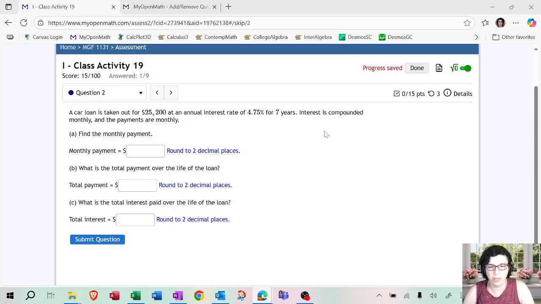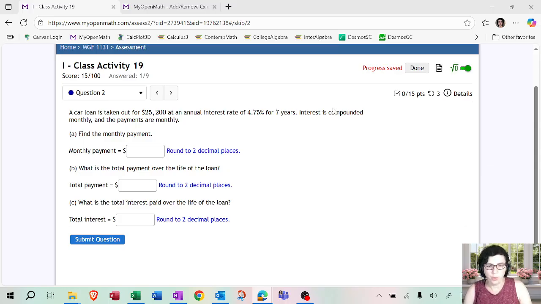So first of all, here we have a loan in the amount of $25,200 and the annual rate is 4.75%. The loan is taken out for 7 years. So this looks like a car loan. And we are always going to assume here that the interest is compounded monthly and also the payments are monthly, because that's what usually happens.